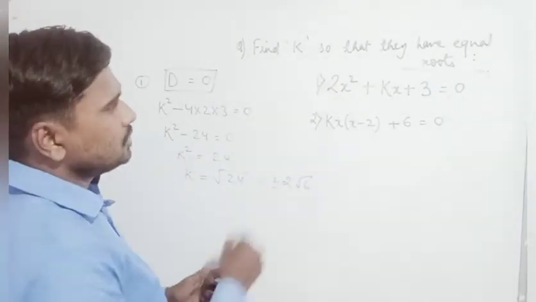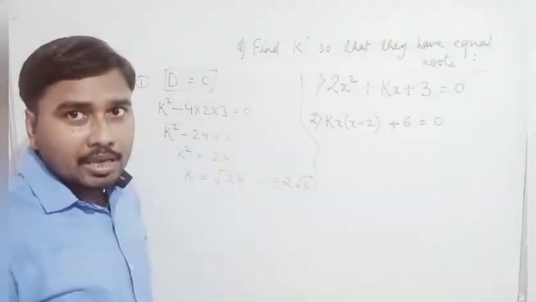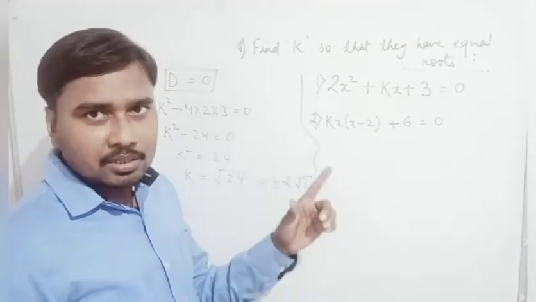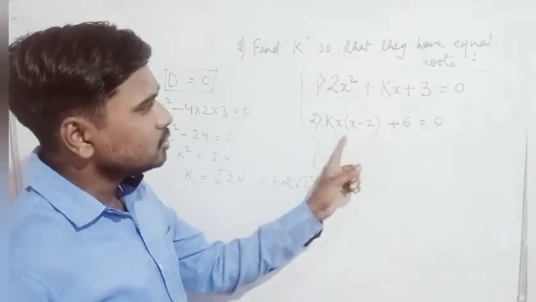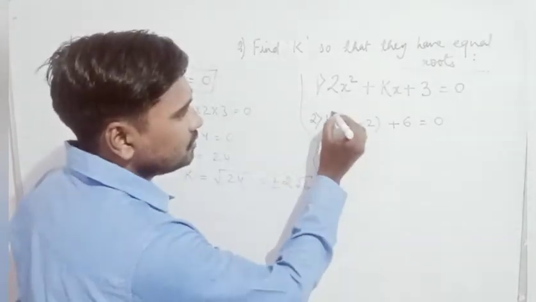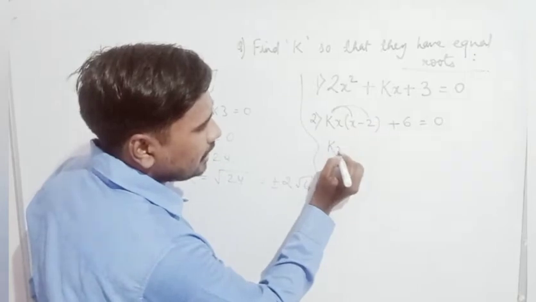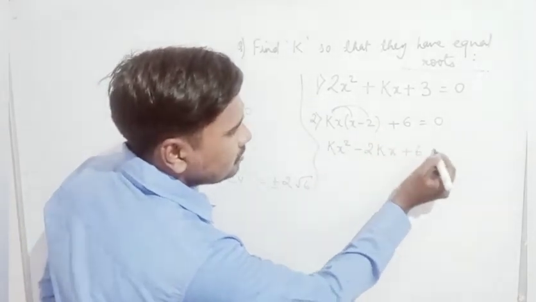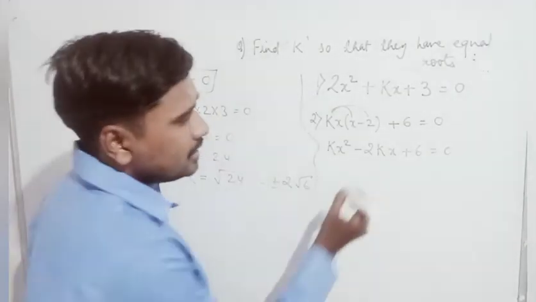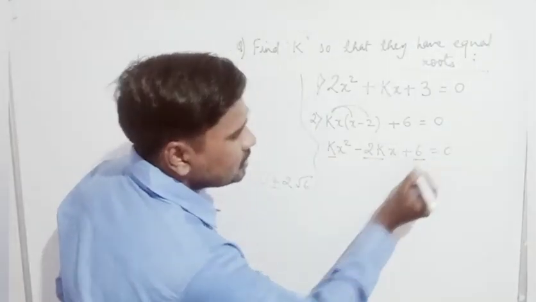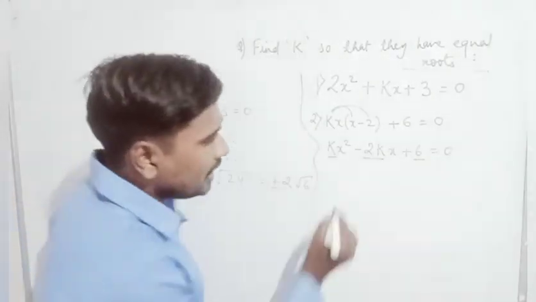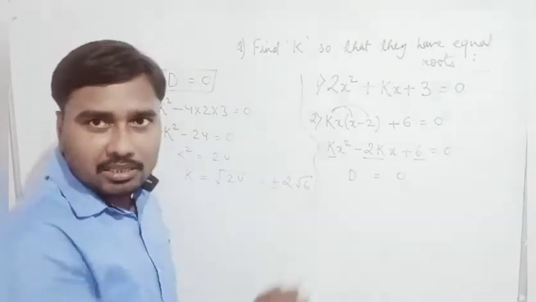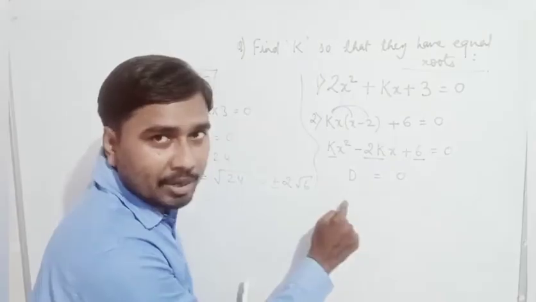In the second question, again what is given? kx(x minus 2) plus 6. So it requires some solving. So we have to solve. Just multiply. It will be kx square minus 2kx plus 6 equals 0. So this part is b, this is a, and this is the constant term, that is c. Now again D equals 0. So in place of D we will write the formula, that is b square minus 4ac.